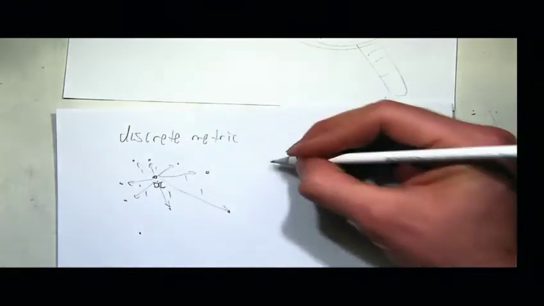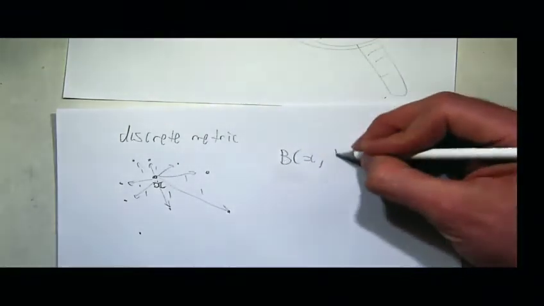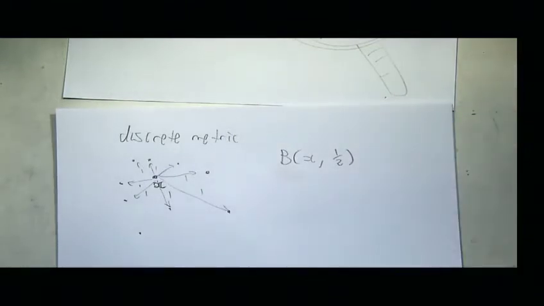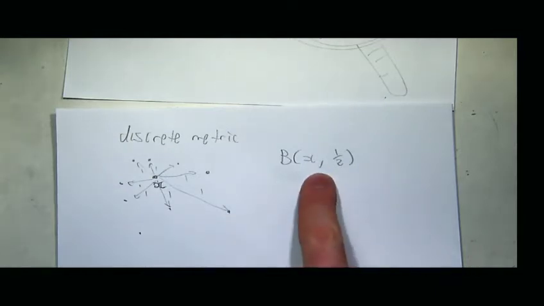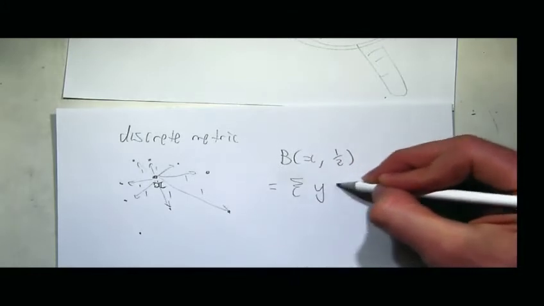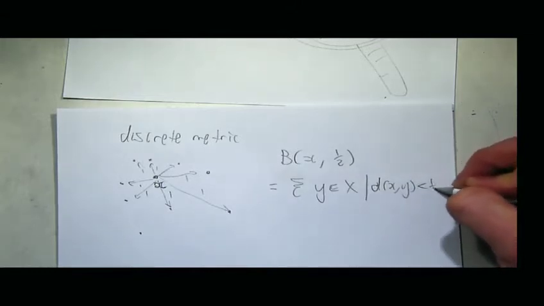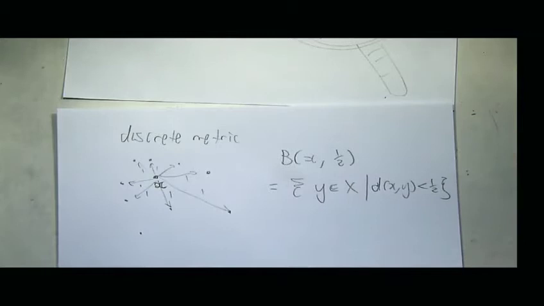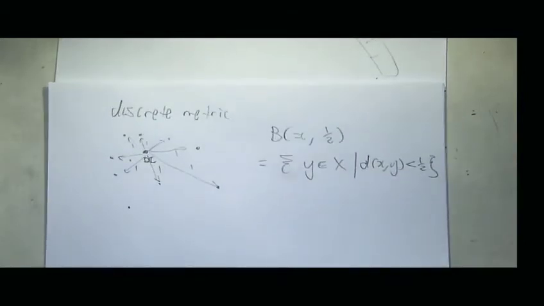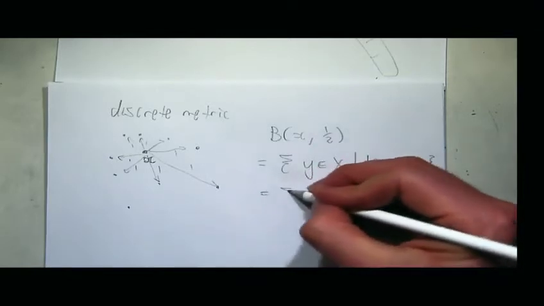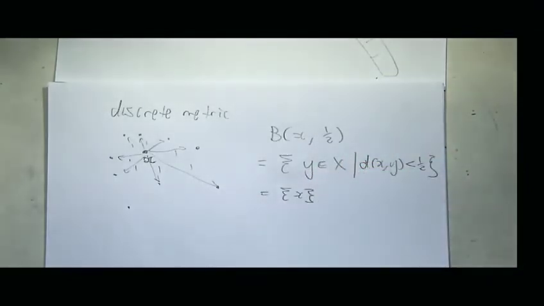Okay, so if I have the open ball centered on X of radius, say, 1/2, there are no points that are half away. The only point that satisfies the definition, so this is the set of points Y in my set such that the distance between x and y is less than a half, right? Well, there's only one point that's less than a half from x, and it's x, because it's 0 from x. So that's just the point x. So every open ball of radius less than 1 is just the point x, and therefore every point all by itself is an open set.